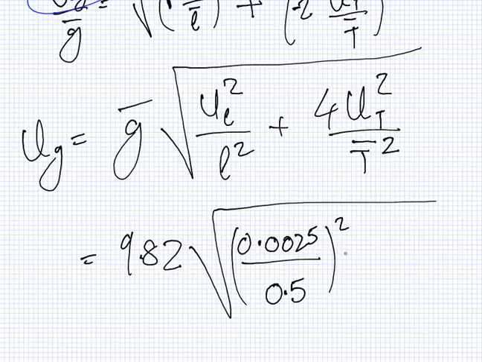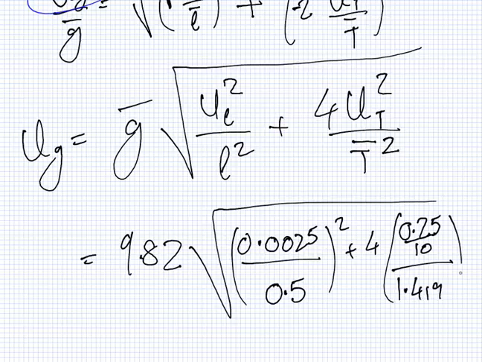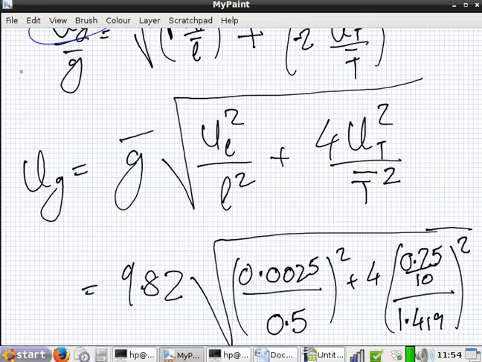Now, what's the average error for the time? Well, we said it's a quarter of a second, but it's for 10 measurements, so divide by 10. And what's the average value for time? Well, you don't have the number, but I think it's going to be around about this. Can you type all of this in on the calculator and tell me what you get, please? Come on, just type it in and tell me what you get.